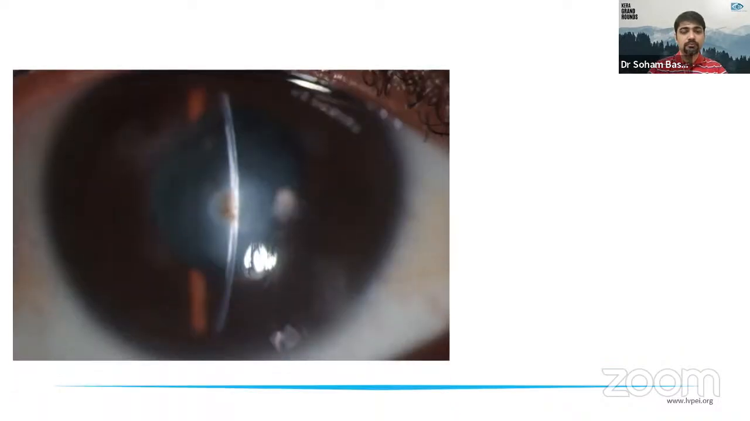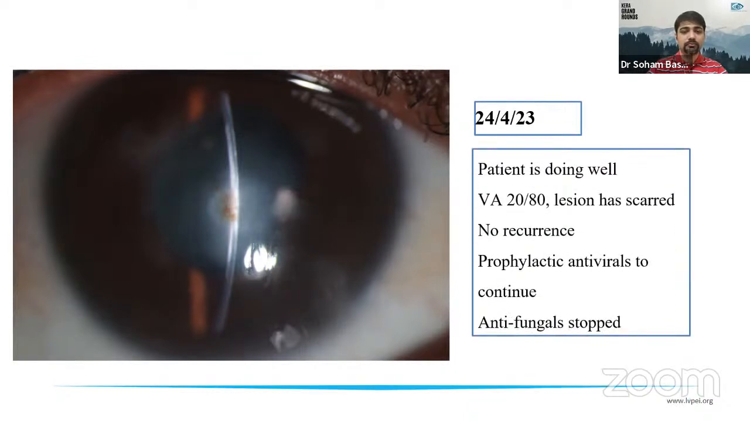Once again, there was a slow resolution of the infection, but eventually there was scarring, and this is the picture at the latest follow-up. The patient is on prophylactic dose of antivirals and is undergoing a contact lens trial for visual improvement. All the antifungals have been stopped as well.